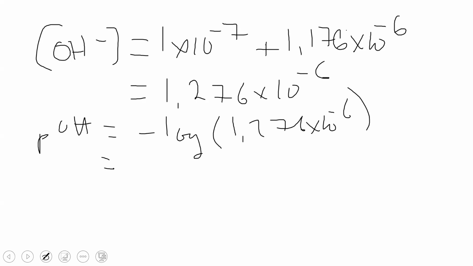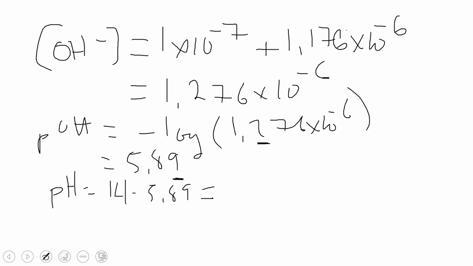And you get a POH of 5.89, right? And this value should have sig figs there. And so you can say pH equals 14 minus 5.89, which is going to equal 8.11. You get the pH of that solution. Okay. And so with that, that gives us the pH of that particular solution, a fluoride solution.